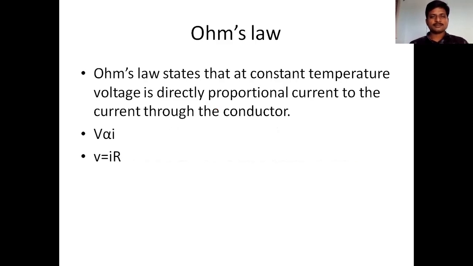Ohm's law is the first law that you encounter in electrical engineering. Ohm's law states that at constant temperature, the voltage is directly proportional to the current through the conductor, as you can see on the screen. That relation can be mathematically given as V directly proportional to I. Therefore, we can write V is equal to I into R, where R is called resistance. That proportionality constant is known as resistance.